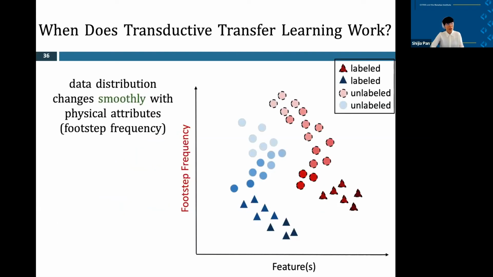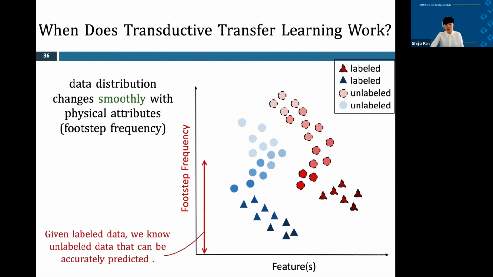So now let's get back to our previous observation, where the data distribution changed smoothly with the measurable physical attributes, the footstep frequency. What it means for us here is that the footstep frequency is a measurable attribute, and we can actually use it to tell whether transductive transfer learning works for these data points. So given the labeled data and their measurable attributes, we know this part of the unlabeled data can be accurately predicted.